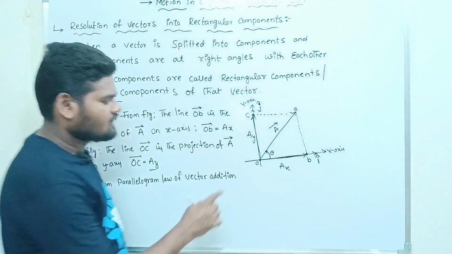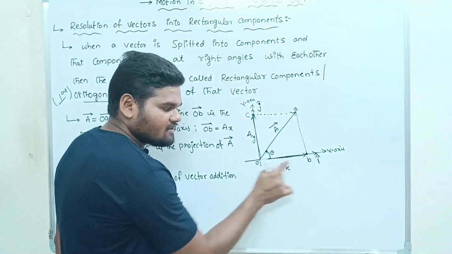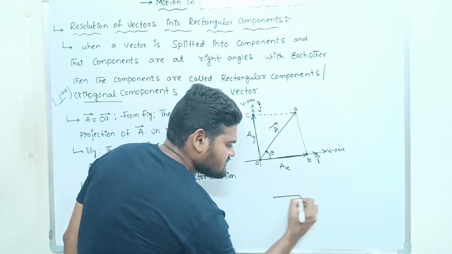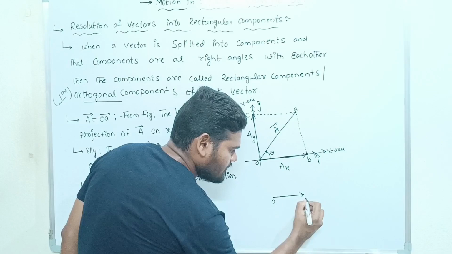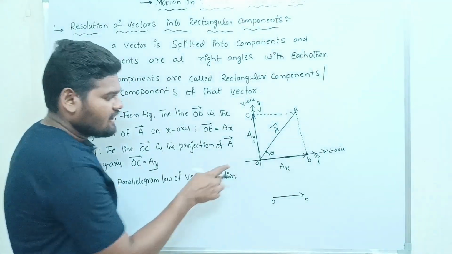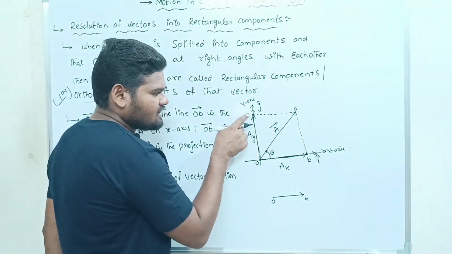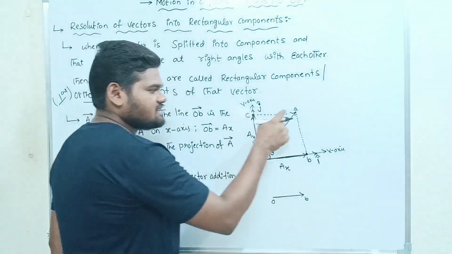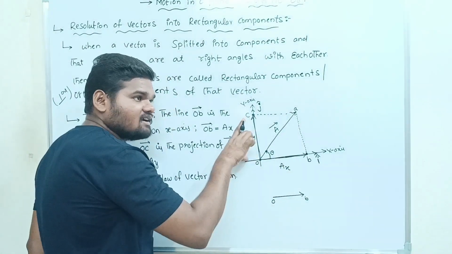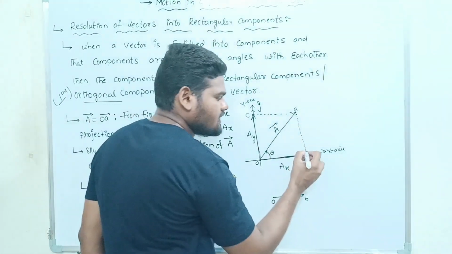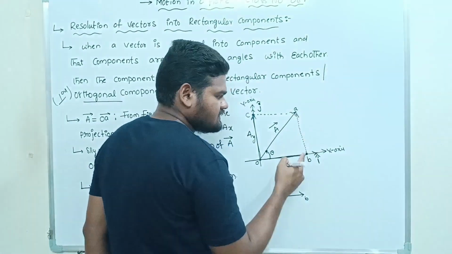Have a look. This is the OB bar vector. What is this? OB bar vector. This is in this direction. OB. Okay. Have a look. This is what? OC bar vector. This is a rectangle. If this side is OC, then this opposite side is also what? OC.